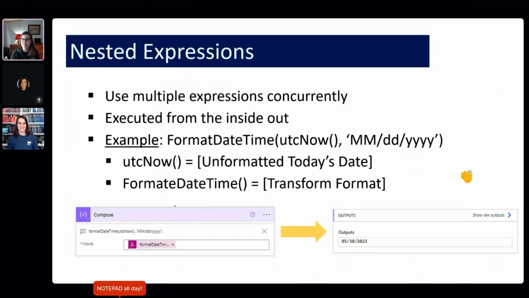The best part about this is you don't have to do just one expression at a time. You can create nested expressions. And so Power Automate will run those concurrently, and it's executed from the inside out. So using the previous example of format date time, you can use UTC now, which will generate today's date. So inside out, it finds today's date to the exact second, and then runs it through your format date time function, where we want to see it as month, month, day, day, year, year, year. And this is what it spits out the other side.